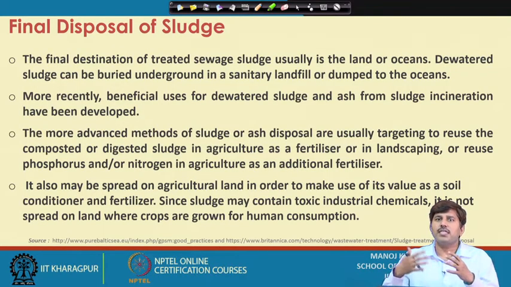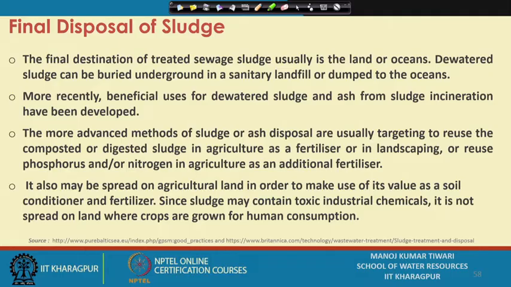because the sludge may contain toxic industrial chemicals, and once we spread it on land and crops, these toxic chemicals might find a route to enter into the food grains or the food chain of human beings. So, in order to avoid that, this kind of sludge, particularly coming from industrial wastewater effluent treatment plants, where the possibility of toxic chemicals could be there, is not used on land where the crops are being grown for human consumption.